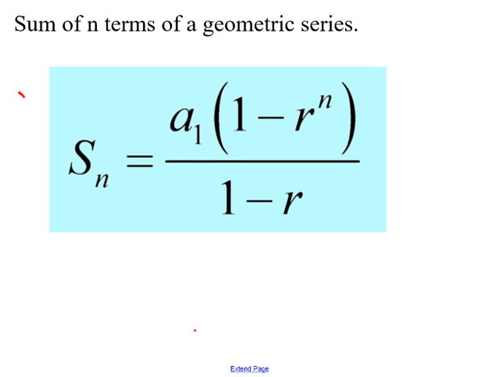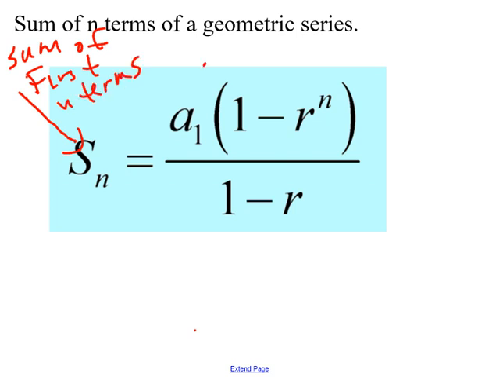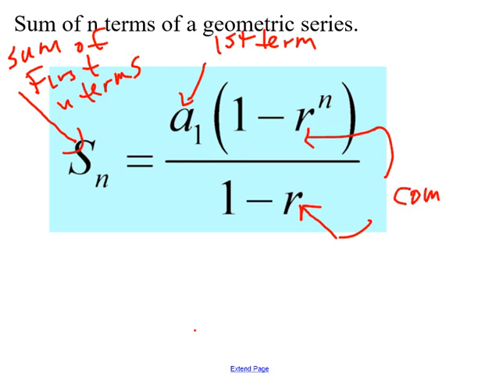But the things we have: this right here, hopefully we know, means the sum of the first n terms. Usually we know that our a1 is the first term, so that's the first number in our series. The r in both cases is our common ratio. And the n right here is the number of terms we are adding.